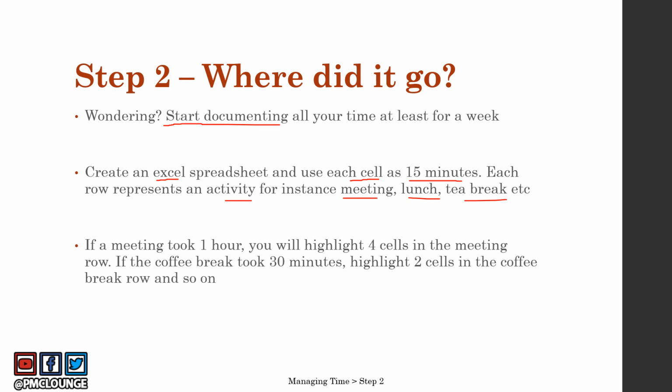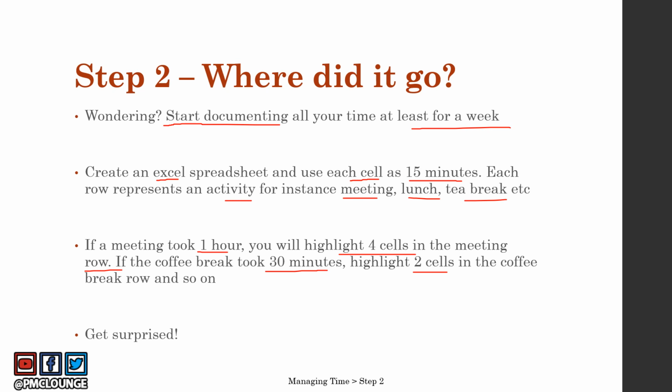So an example is, let's say you took a meeting for an hour. What you're going to do is highlight 4 cells in the meeting row. Remember, each row is an activity. So if the coffee break took, let's say, 30 minutes, then you're going to highlight 2 cells in the coffee break row, and so on. Once you do this at least for a week, you should get ready to be surprised. You'll be surprised at where your time is all going.